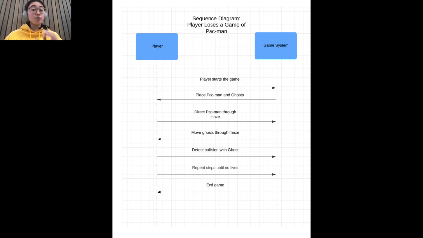This diagram is crucial for understanding the dynamic interactions within the game and how the system responds to the player's actions over time.